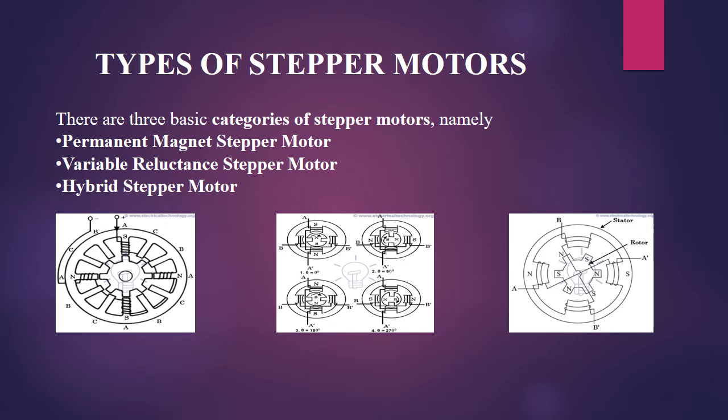Next, we are going to see about the hybrid stepper motor. The word hybrid means combination or mixture. The hybrid stepper motor is a combination of features of the variable reluctance stepper motor and permanent magnet stepper motor.